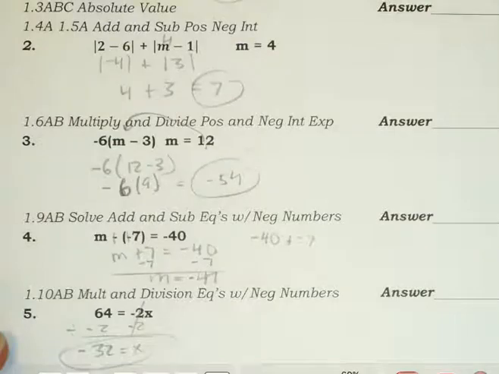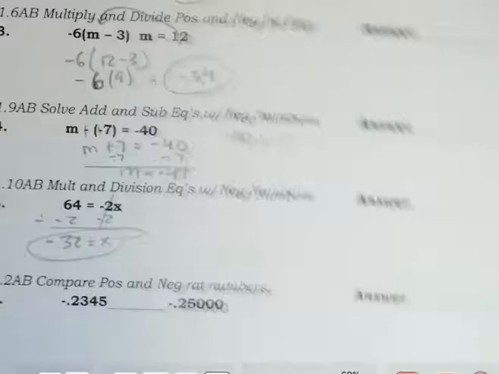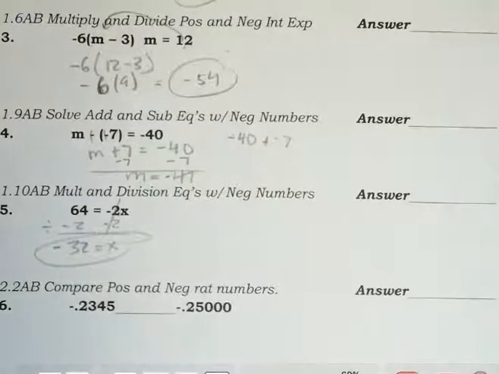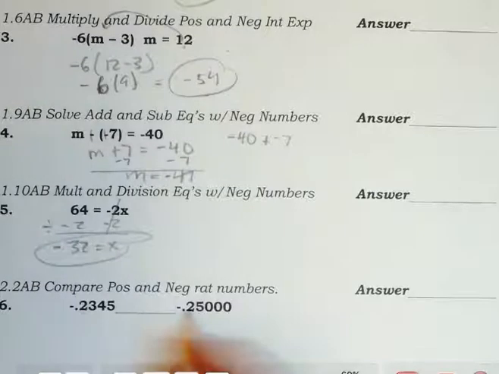These ones here we just have to compare. Compare quickly. Let's see, this is a -23 and this is a -25.